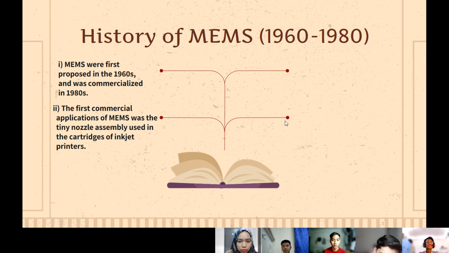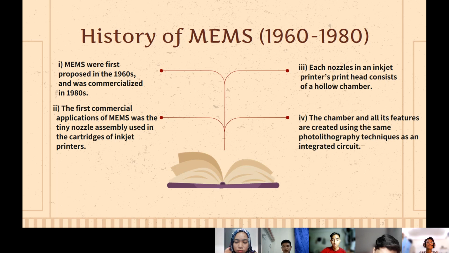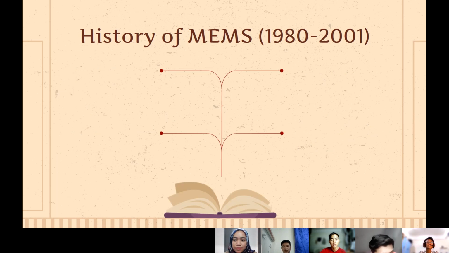One of the first commercial applications of MEMS was the tiny nozzle assembly used in the cartridges of inkjet printers. Each of the nozzles in an inkjet printer's print head consists of a hollow chamber. Inside, ink flows in, is heated with tiny electric heating elements and is expelled through a port. The chamber and all its features are created using the same photolithography techniques as an integrated circuit.